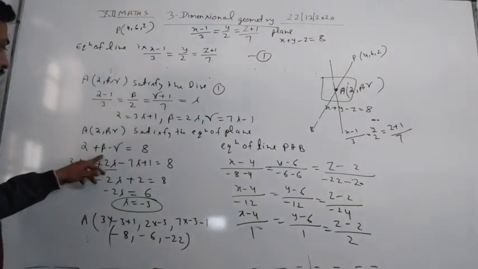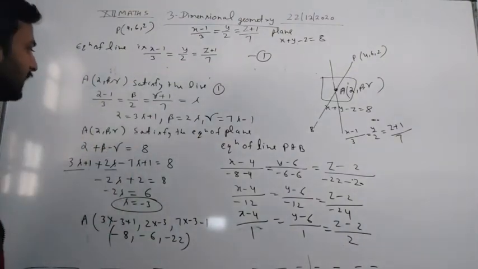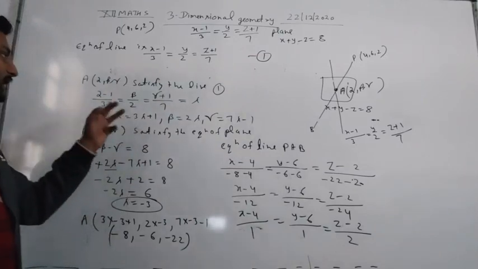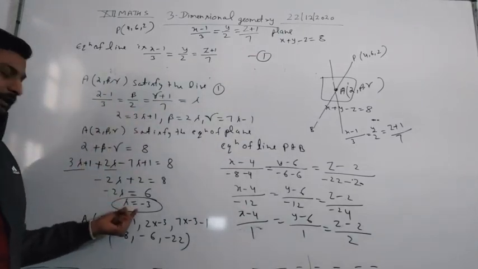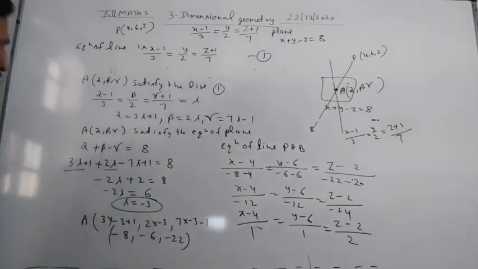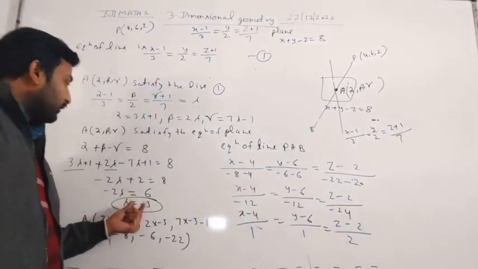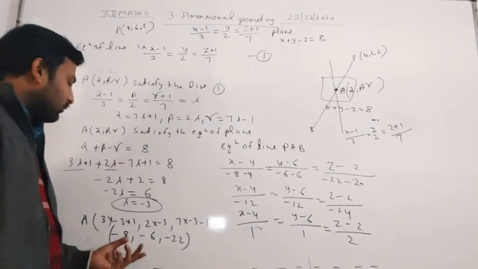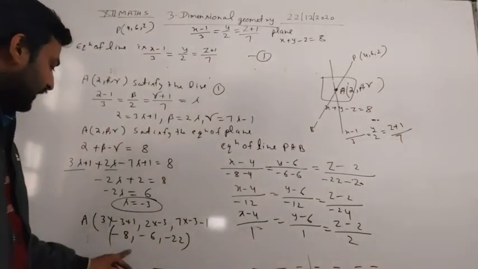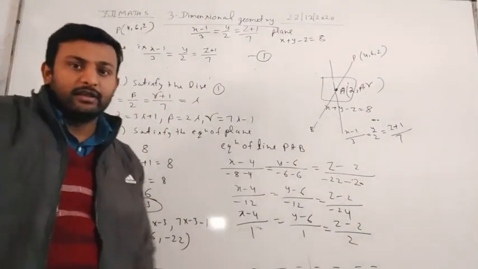So we satisfy the plane with this coordinate. We write alpha plus beta minus gamma is equal to 1, and we have already found alpha, beta, gamma. We put the values here and get our lambda, which is equal to minus 3. Now substitute the value of lambda in alpha, beta, gamma. We get the coordinate A, which is minus 8, minus 6, minus 22.